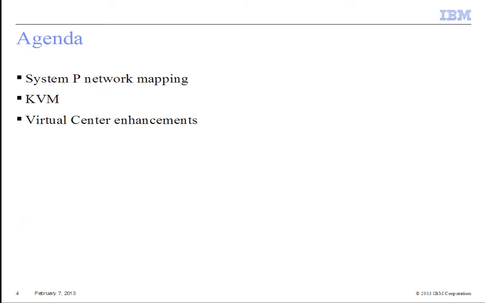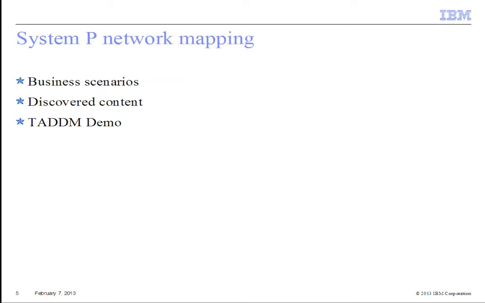We have three topics in this presentation. First is System P network mapping, enhancement to HMC sensor. Second is brand new KVM sensor. And third one is virtual center sensor and a few enhancements included in it.